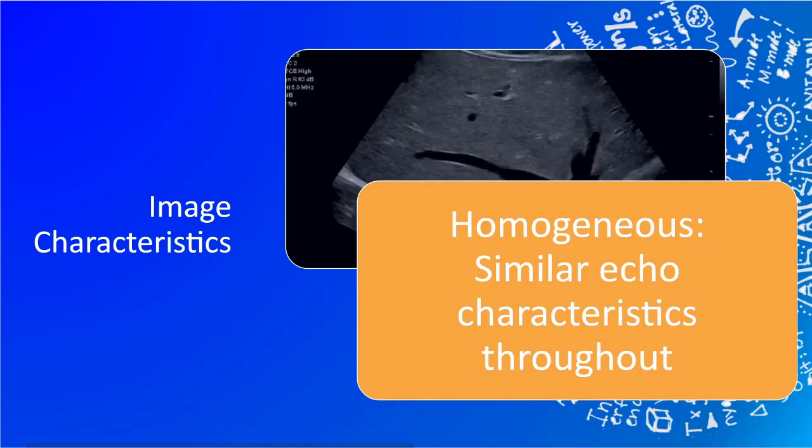Homogeneous, then. Homo is similar or same. Geneous is creation. So we consider tissues that look all the same, very smooth within, homogeneous. They have the same echo texture throughout. So we can see in this image of the liver here, the liver is very smooth. These echoes are all very similar to one another. They are just running in with one another, very smooth. It's homogeneous.